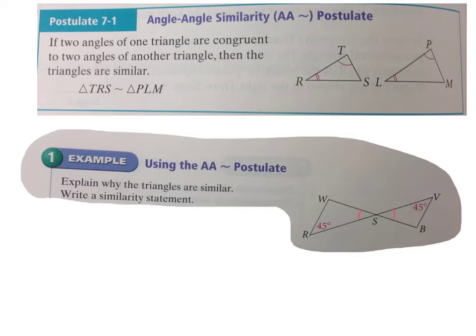Now, it asks us to write a similarity statement. Please pause the video while you try to figure this out. If I name the triangle on the left triangle RWS, how must you name the one on the right in order for the two triangles to be similar? Hopefully, you're going to say triangle VBS.